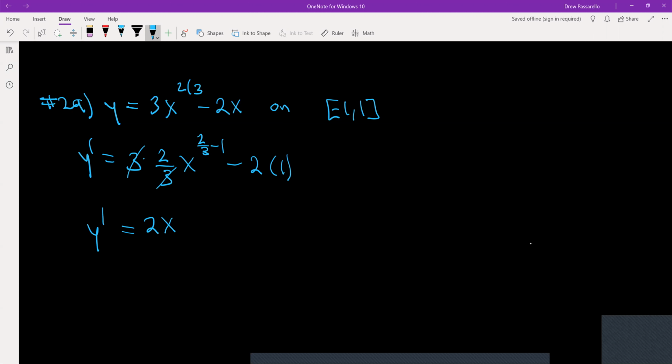negative 1/3, 2/3 minus 1, and then minus 2. And you could write it so that the exponent is positive by bringing it to the denominator. So this will be the same thing as 2 over x to the 1/3 minus 2.